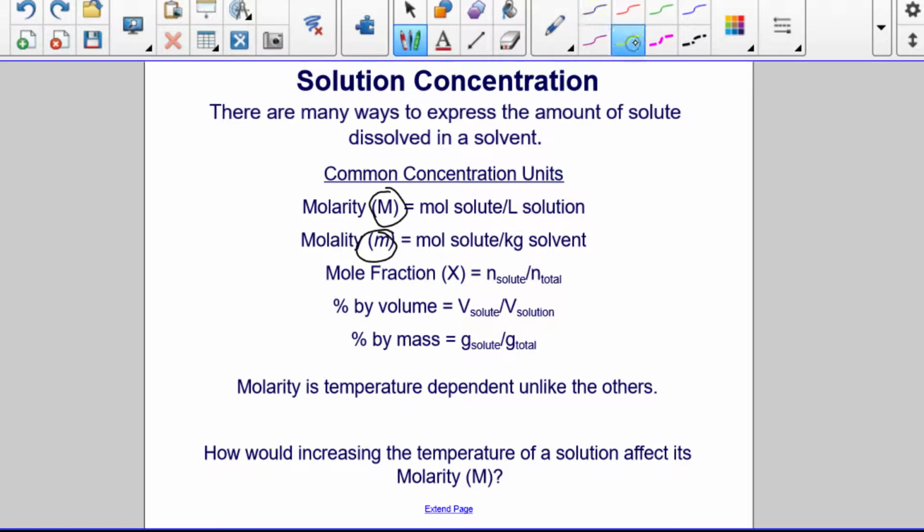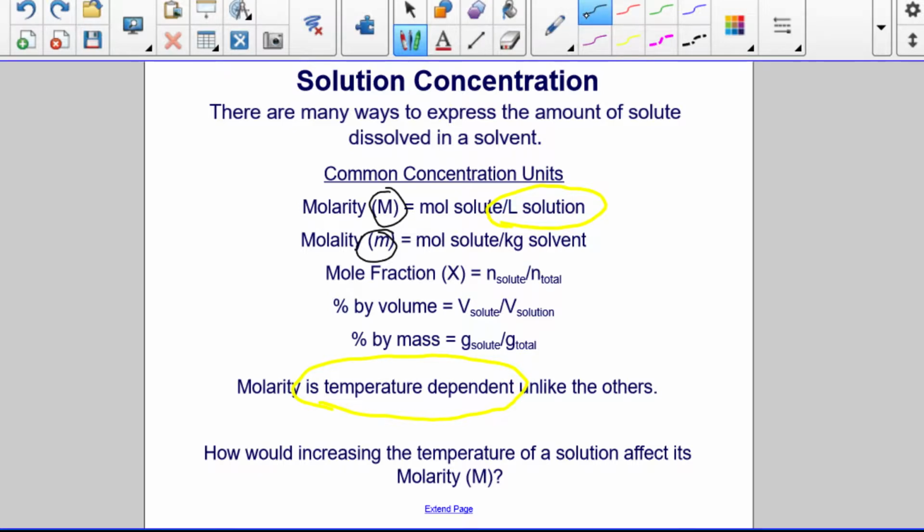Molarity is temperature dependent. Unlike the others, it is temperature dependent, and the reason is because it is the only unit that includes volume in its final result. So we would have moles per liter. We do have percent by volume here, but we have volume of both solute and solution, so we end up with a percent and not a volume unit. So why does the temperature affect the molarity?